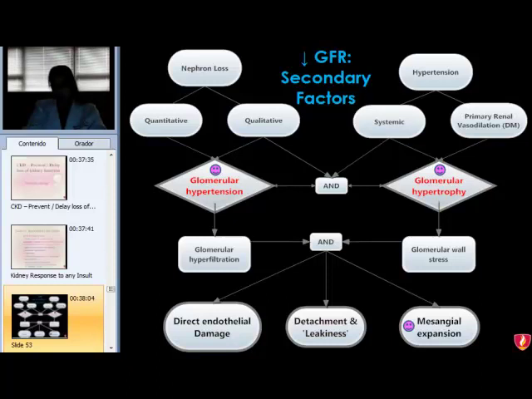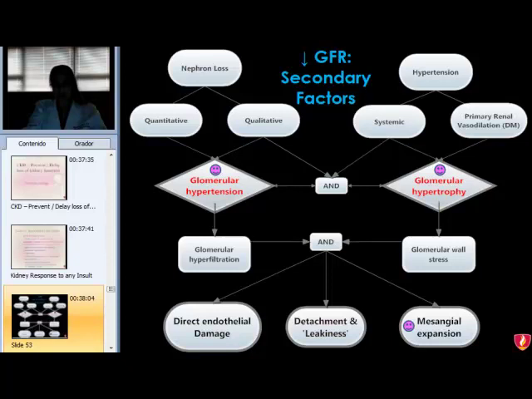So in a patient with nephron loss, which could be quantitative, like a patient who's donated a kidney, or qualitative, which could be from glomerulonephritis, which results in decreased permeability at the capillary wall, and then compensatory adaptations will occur, or patients with systemic hypertension, or patients who develop afferent arteriolar vasoconstriction, like patients with diabetes, or vasodilatation, that results in transmission of systemic pressures to the glomerular capillary. And this will result in glomerular hypertension and glomerular hypertrophy. Glomerular hypertension will result in glomerular hyperfiltration.